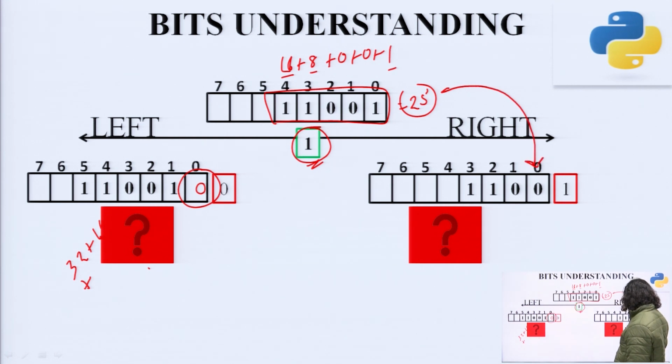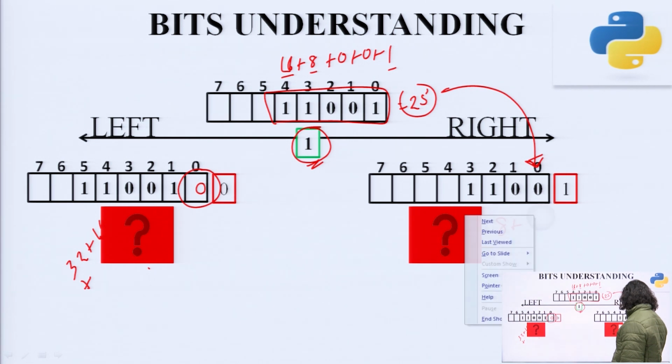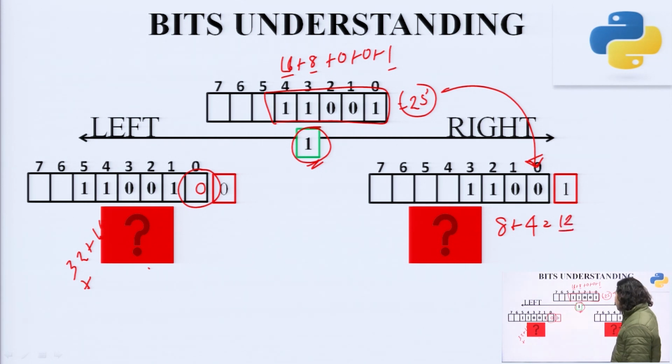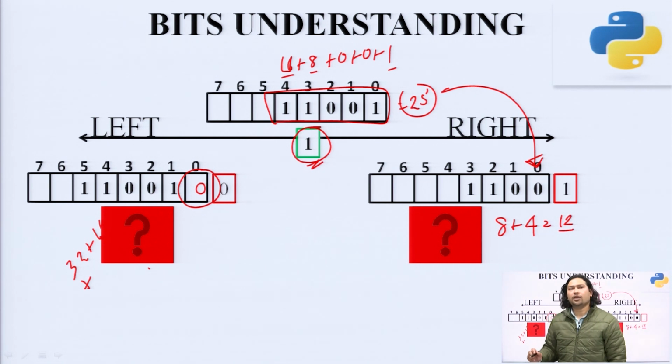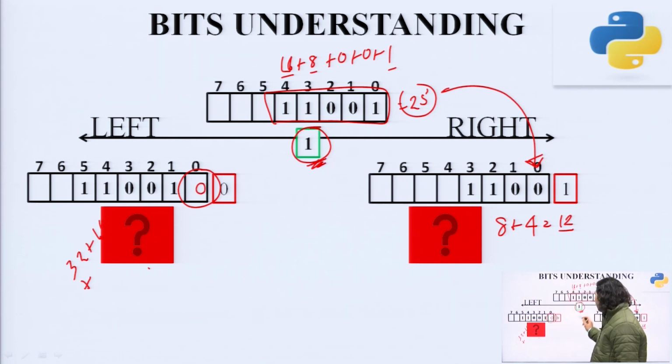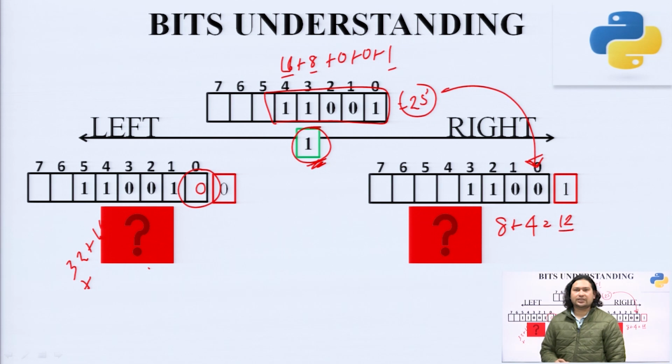Similarly, here you can say the number is reduced from 25 to 8 plus 4, that is 12. So, the number is reduced from 25 to 12 in the right shift by 1 bit. Here we are shifting by bits.